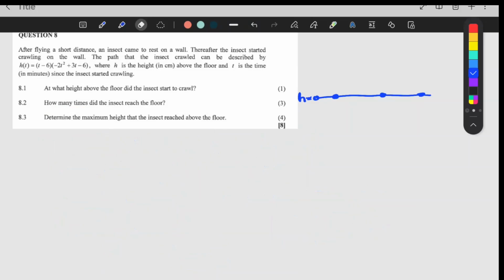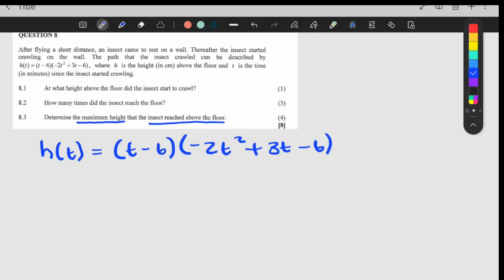Next one. Our next question, 8.3 says, determine the maximum height that the insect reached above the floor. So any maximum or minimum, we know we're going to derive, because we need turning points. So for 8.3, I'm going to derive. But before I derive, I need to get rid of the brackets. So h of t. So, okay, I'm going to remove the brackets.